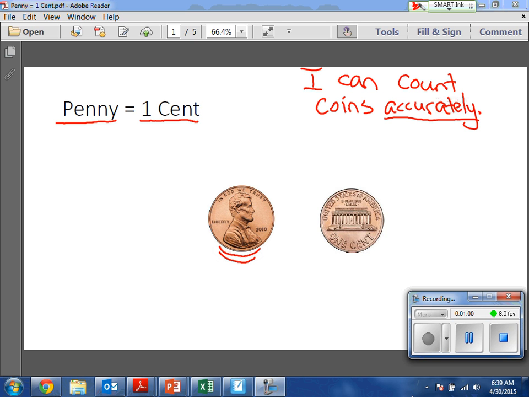All right? Now, if you flip the penny over on the back side, you're going to notice this building right here. This building is called the Lincoln Memorial, and the Lincoln Memorial is a building in Washington D.C. And if you look close enough, there's actually a picture of Abraham Lincoln inside of it. So, the Lincoln Memorial, Abraham Lincoln is on the penny. So that's our first one, okay? Again, the penny is worth 1 cent.